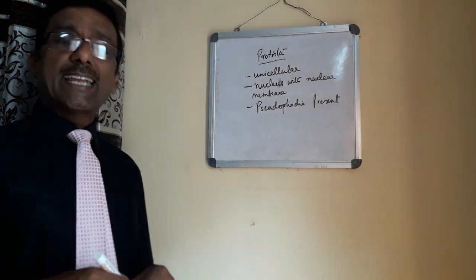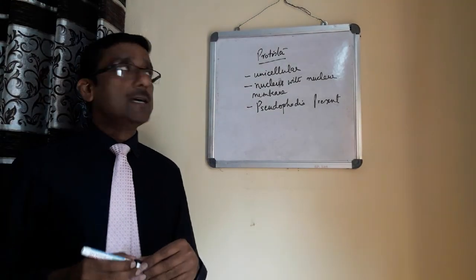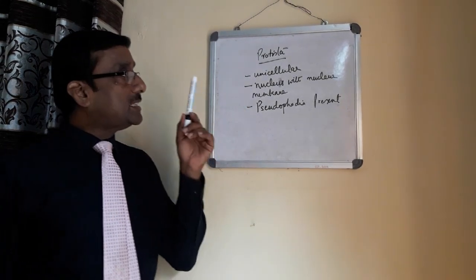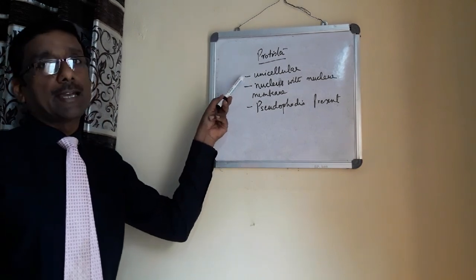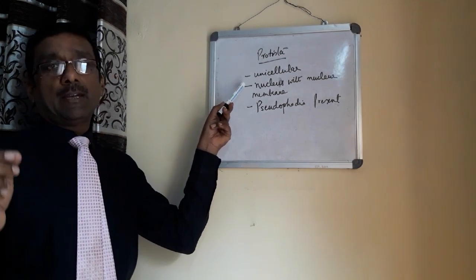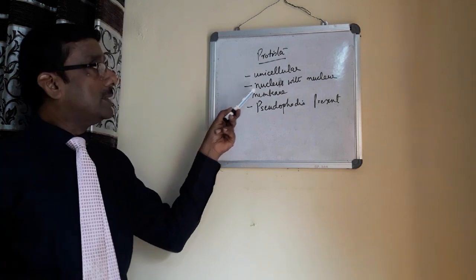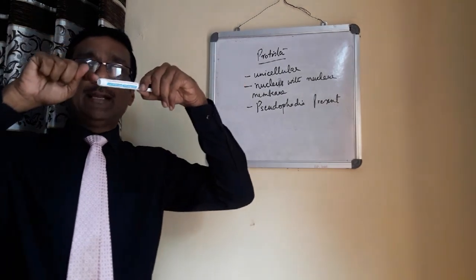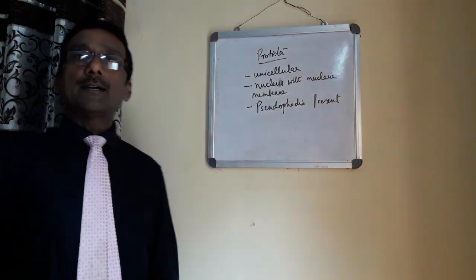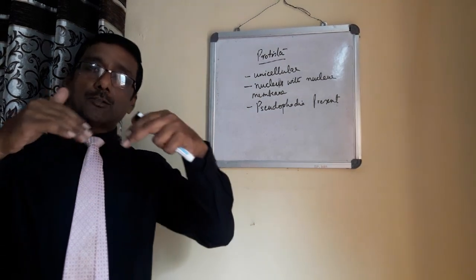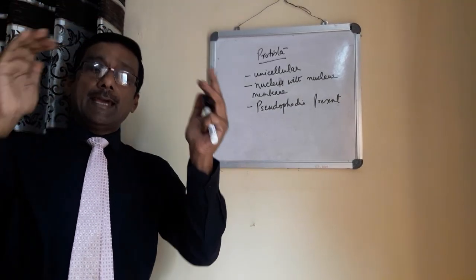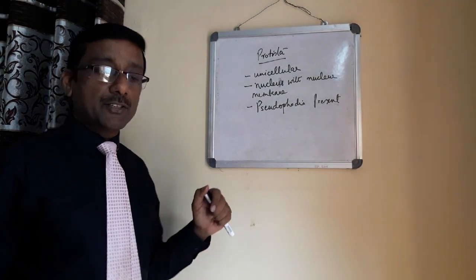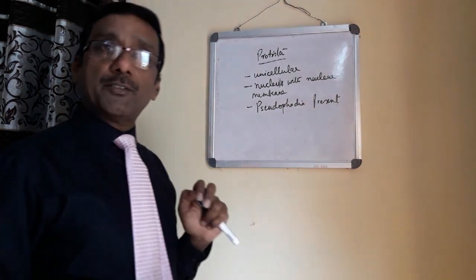Let us discuss the second kingdom in the classification, that is kingdom Protista. Kingdom Protista consists of unicellular organisms. They can only be seen with the help of a compound microscope. They have a nucleus with a nuclear membrane surrounding it inside the cell, and pseudopodia is present. Pseudopodia is made out of proteins, and it helps in the locomotion of the group Protista. These are the characteristics of Protista, and the example is amoeba.